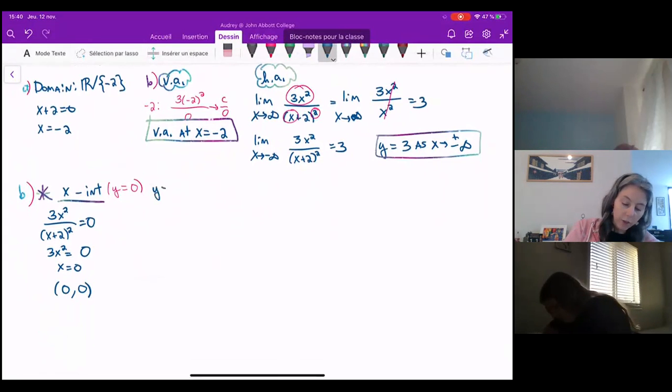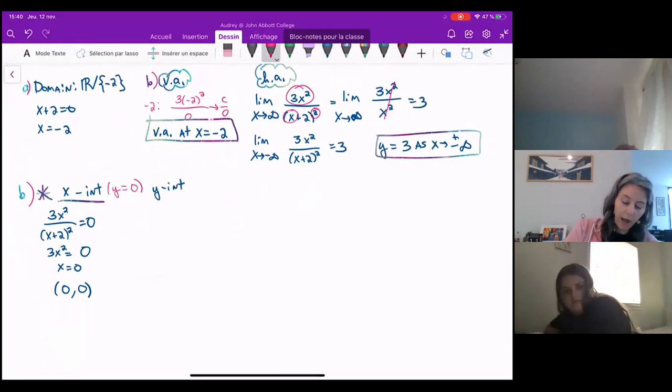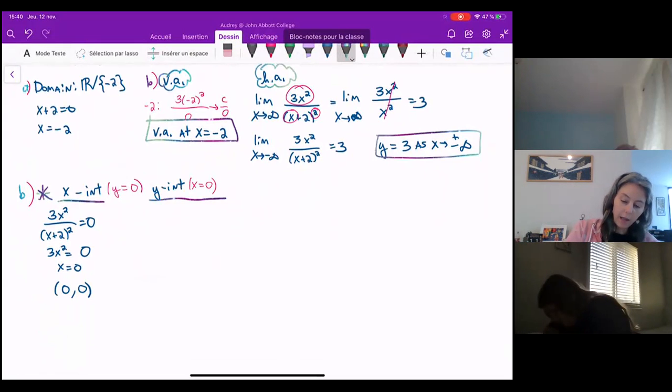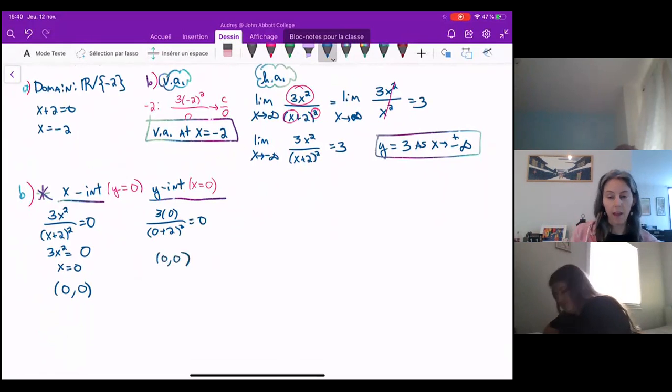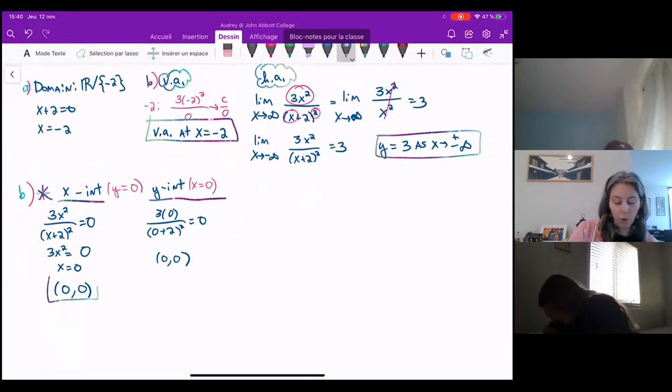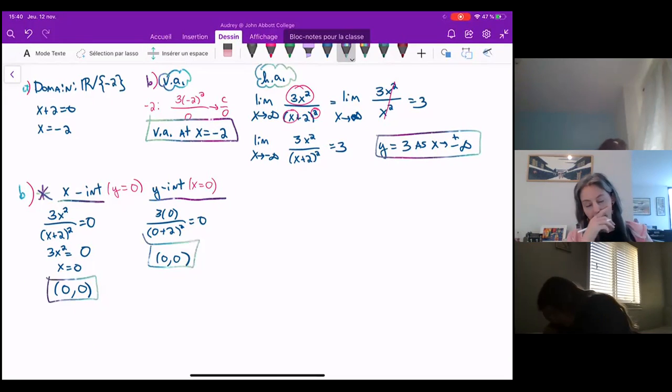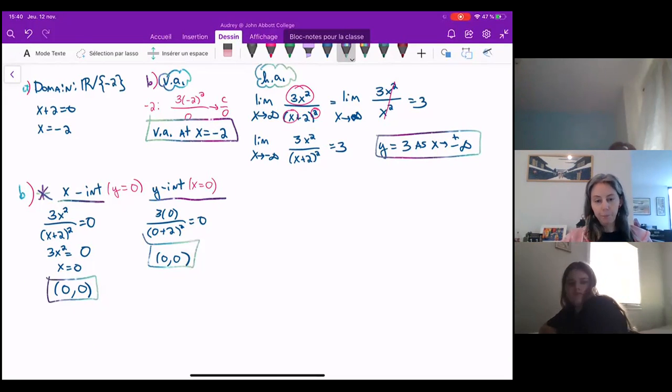And then my y-intercept will happen when x equals 0. So that is 3 times 0 over (0 plus 2) squared, which is equal to 0, which gives me the same thing. So the x and y-intercept are actually the same value, and there's only one x-intercept this time.